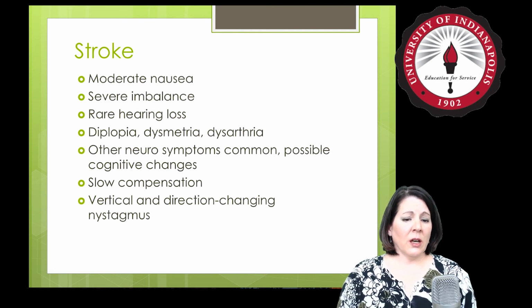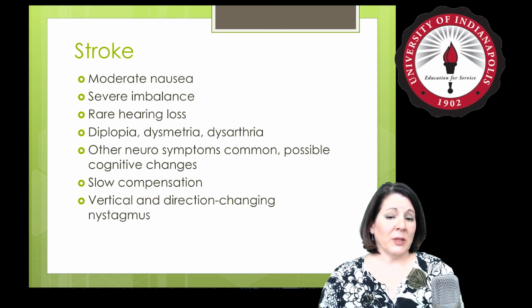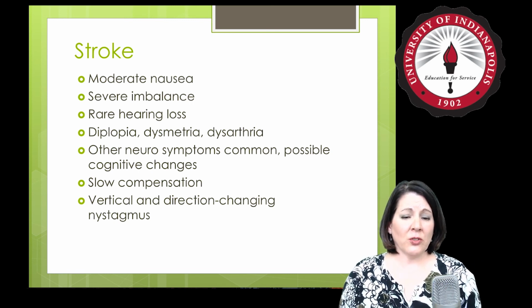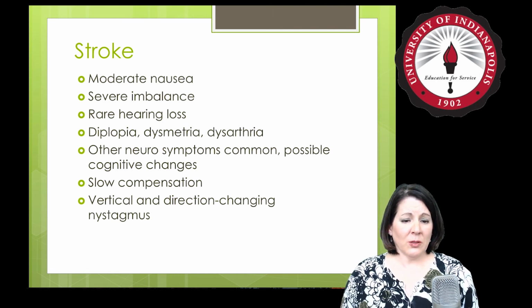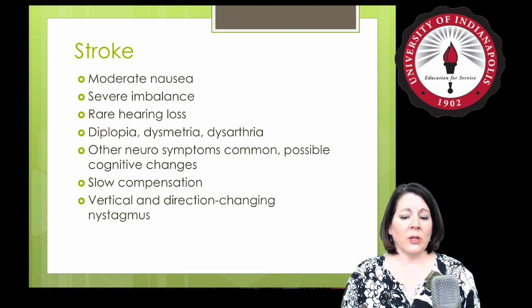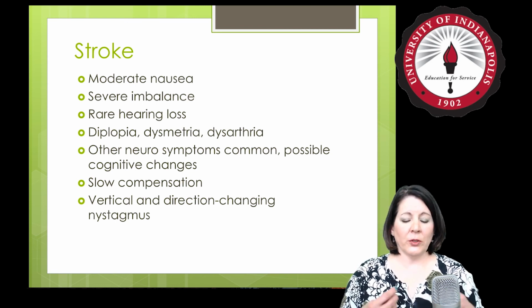Now, stroke can be an older person, but it doesn't always have to be. In fact, the typical person that has a cerebellar stroke is a 50-year-old male. And they're going to have some different symptoms like we talked about before. They might have moderate nausea but severe imbalance. They're going to have those 3 Ds, quite likely. They might have some other neurological symptoms, and they're going to be very slow to compensate. These are those people with that constant hum of vertigo, I call it.